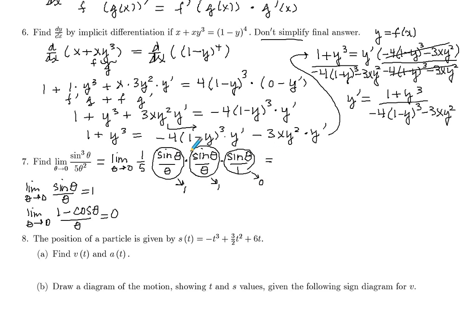So since all of these individual limits exist, the limit of the product is going to be the product of the limits. So 1/5 times the limit of this piece, which is 1, times the limit of sine theta over theta here, which is 1, times the limit of sine theta, which is just 0, and this limit is 0.